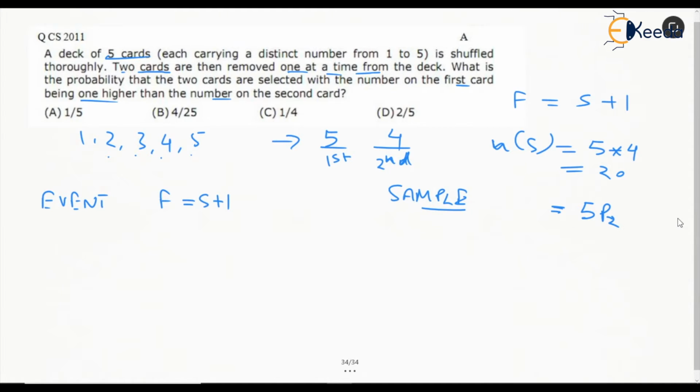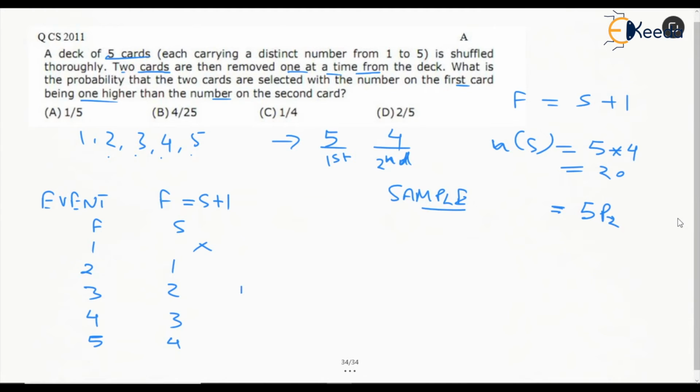That means what are the number of cases we can have? One higher. Can we have the first card to be 1? No, because then we cannot have anything for the second card. If F equals 2, then we can have 1 as the second card. If the first card is 3, the second card can be 2. First card is 4, second card can be 3. First card is 5, second card can be 4.